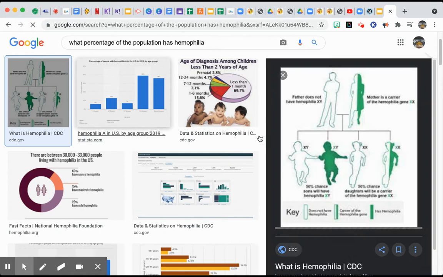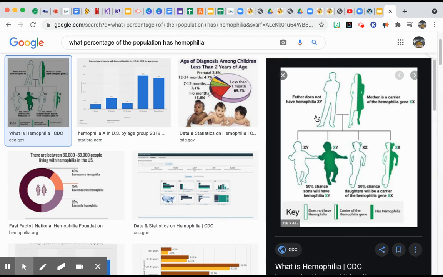And here's a picture. So a father does not have hemophilia, XY. Mother is a carrier of hemophilia. 50% chance that a son will have it. 50% chance daughters will be a carrier of the hemophilia gene. So is this telling us that only men can have hemophilia? That's interesting, right?